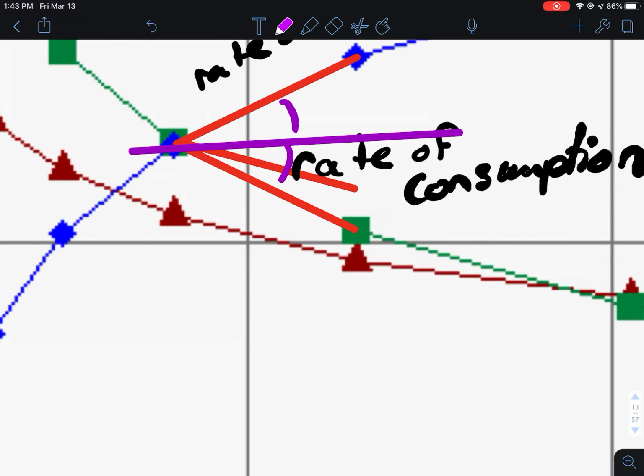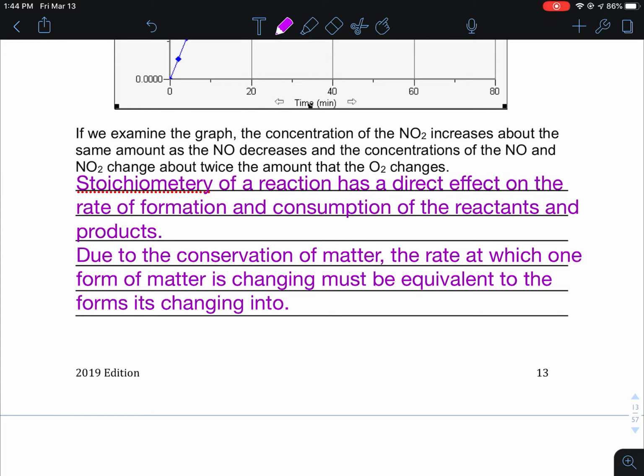Okay, so what I wrote here is that stoichiometry of a reaction has a direct effect on the rate of formation and the consumption of the reactants and products. This is due to the conservation of matter. The rate at which one form of matter is changing must be equivalent to the forms it's changing into. You can't be losing and gaining any matter. You have to start with a certain amount of matter and you have to end with it, and the way that you're reorganizing the matter is what's described in the stoichiometry.